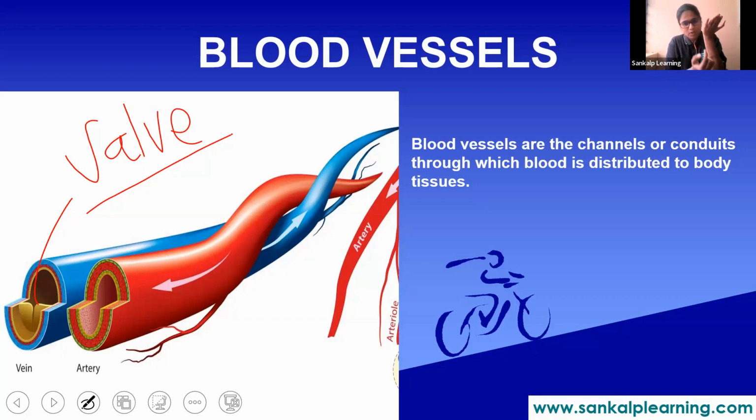So what happens, if this is a vein, guys, and this is the heart. Once the vein is carrying the blood to the heart, these valves will close, so that there is no backward flow of blood. The blood will not go backward, toward the gravity. That is why the valve helps in unidirectional flow of blood. Blood should go in only one direction, so valves will be present in the veins. I hope you understood this concept, guys.